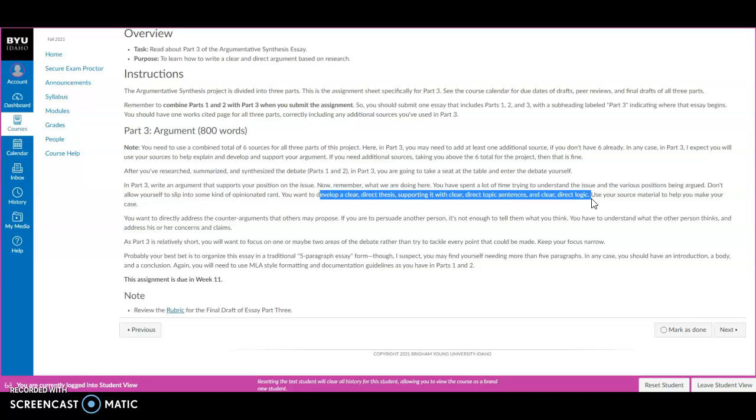Making sure also you keep this in third-person point of view. You can still give your opinion by using third-person point of view. So you should not be using I, me, my, we, our, us. Those are all first person.